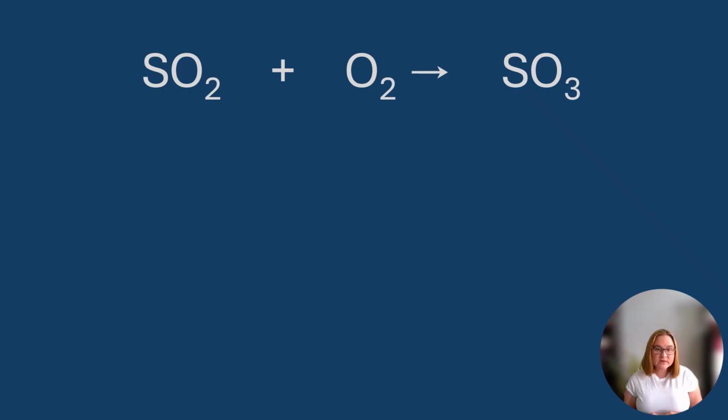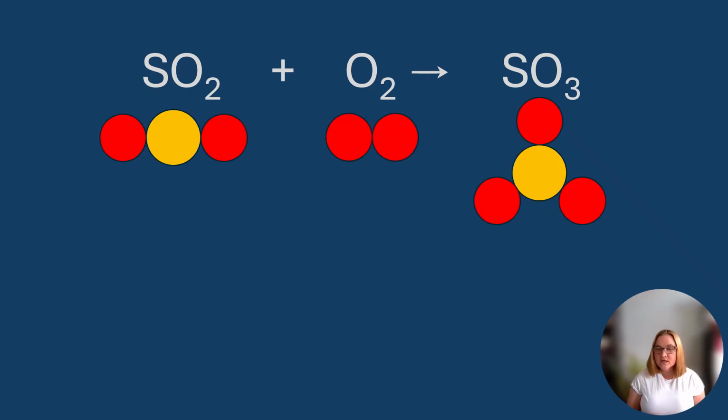Let's get going with the reaction of sulfur dioxide and oxygen, which forms a single product, sulfur trioxide. For the benefit of those mostly new to balancing reactions, I'm going to add some visual representations of each of our molecules for this example. Sulfur is the lighter, slightly larger circle, and oxygen is the darker, slightly smaller circle.